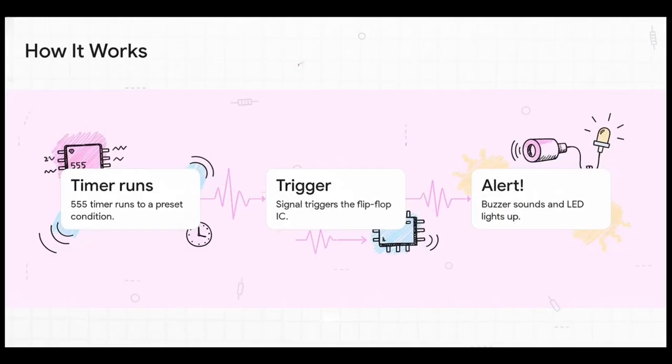So here's exactly how our circuit works in 3 simple steps. First, the 555 timer runs its cycle until it hits our specific preset timing condition. Second, that signal triggers the external flip-flop IC. And third, bam! The buzzer sounds off with a loud tone and the LED lights up bright red. We've just built a perfectly reliable hardware-driven alert system right from scratch.